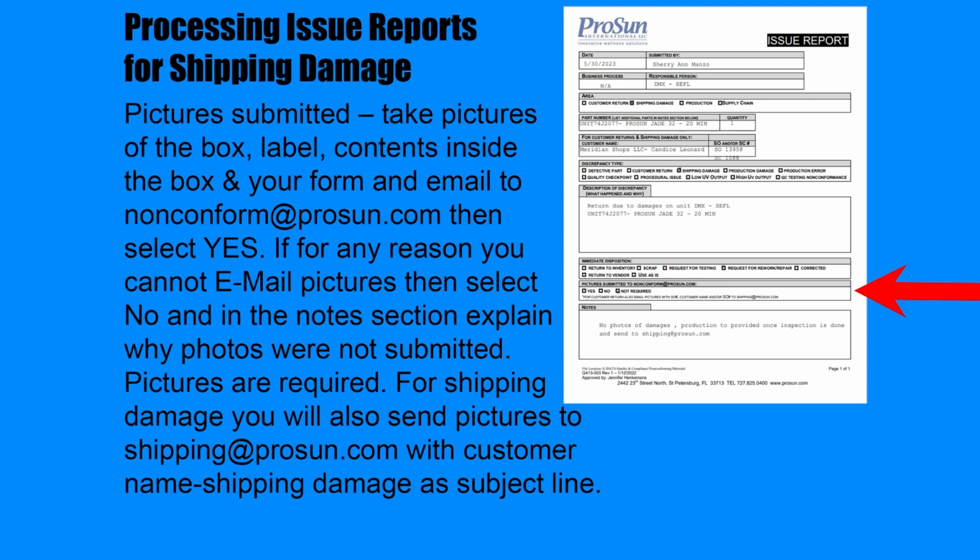For pictures submitted, take pictures of the box, label, contents inside the box, and your form and email them to nonconform@prosun.com. Then select Yes. If for any reason you cannot email pictures, then select No, and in the Notes section, explain why photos were not submitted. Pictures are required. For shipping damage, you will also send pictures to shipping@prosun.com with the customer name and shipping damage as subject line.